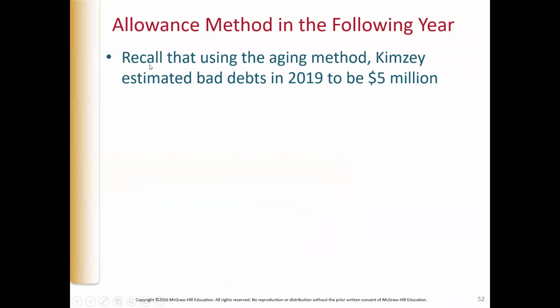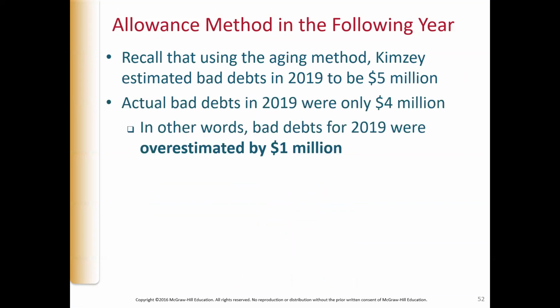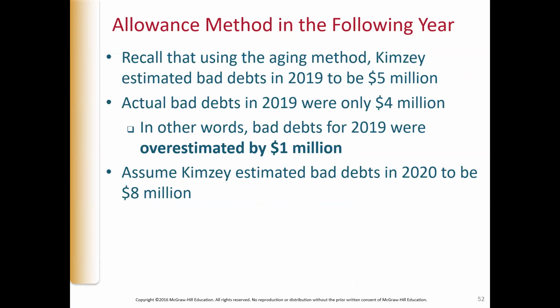Because what's happening is, in the current year, the very beginning year, it's easy to determine it. But when we go into the next year, it gets not more confusing, another step. Recall, when using the aging method, Kimsey estimated bad debts in 2019 to be $5 million. But the actual bad debts in 2019 were only $4 million. In other words, the bad debts for 2019 were overestimated by $1 million. So we overdid it, but we didn't know that. How can you know it? It's all an estimate.